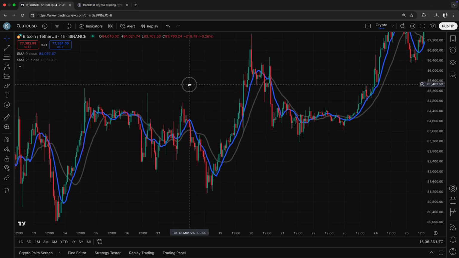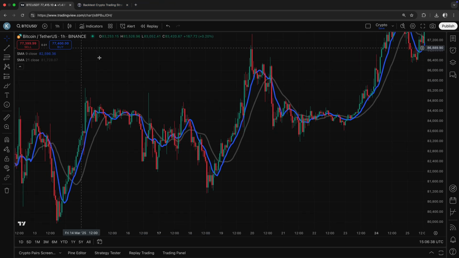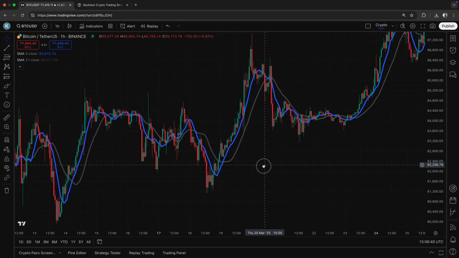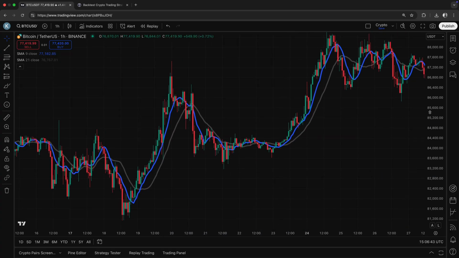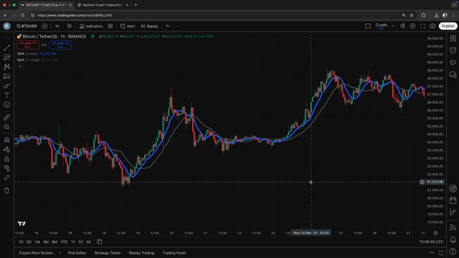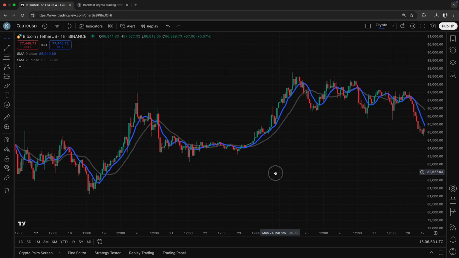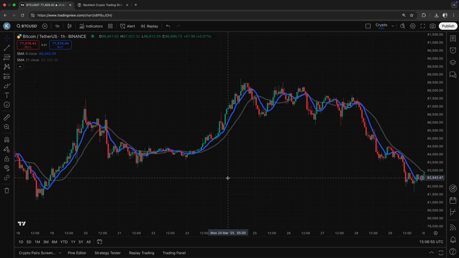I'm on the Bitcoin chart on the 1 hour time frame. And as you can see, when you look at this strategy with a naked eye, it seems promising. Imagine buying when the short moving average crosses above the long moving average and selling when the short moving average crosses below the long one. Let's backtest this simple setup together and see how this strategy performs on Bitcoin throughout 2024.